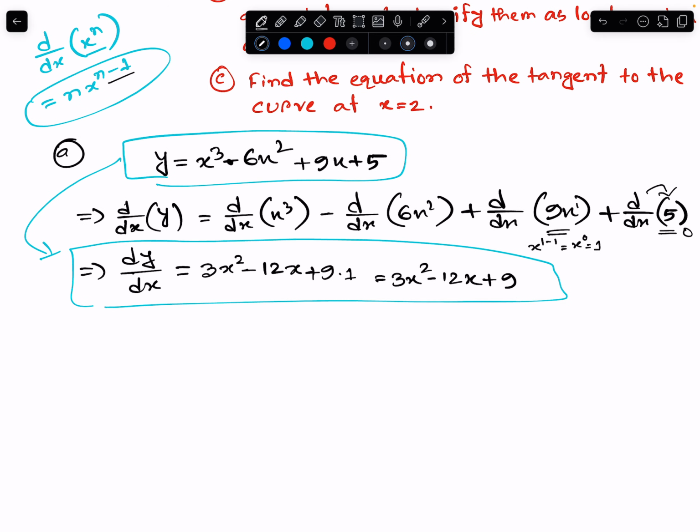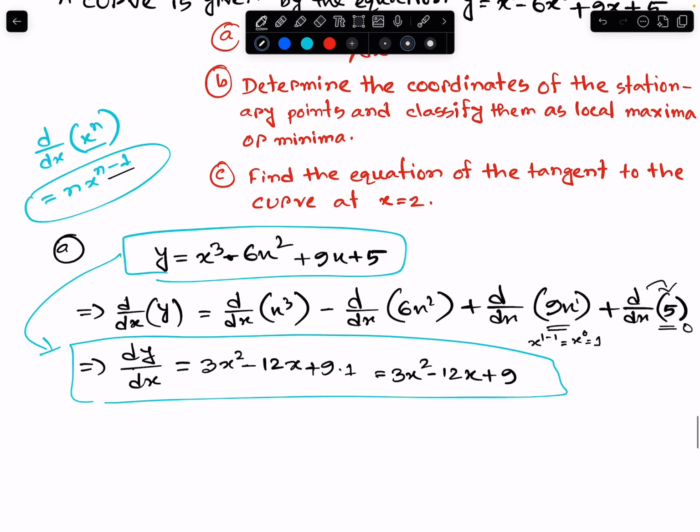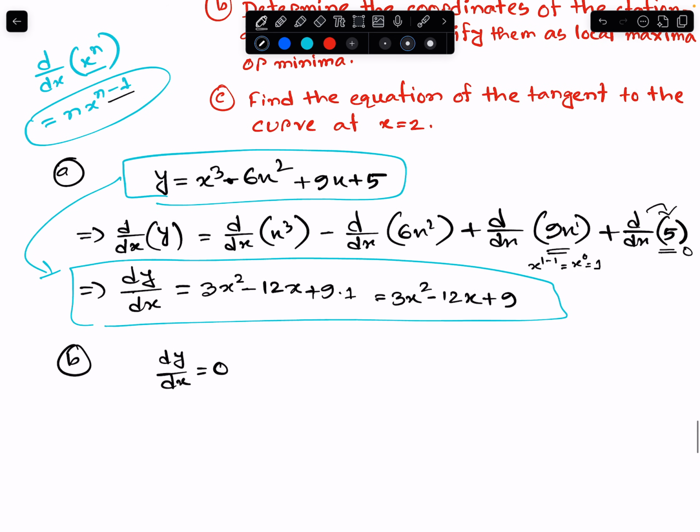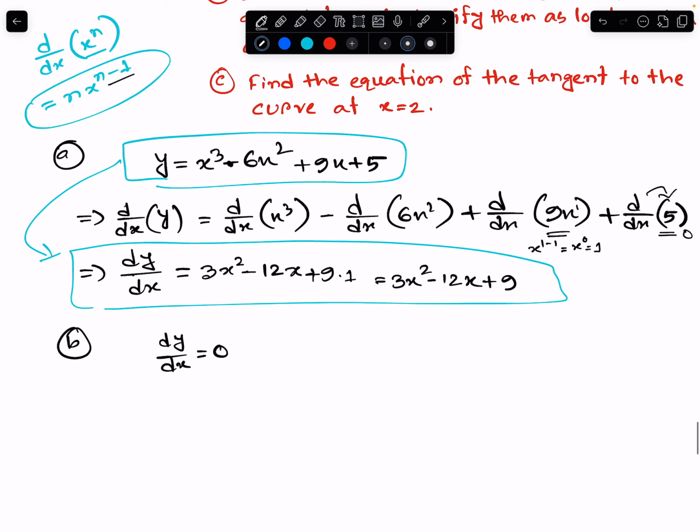Okay, for the second question, they say determine the coordinates of the stationary points and classify them as local maxima or minima. So let's say for B, let dy/dx equal 0, because we have to find the value of x for the stationary points. Otherwise we won't find the maxima and minima. So dy/dx equals 0.